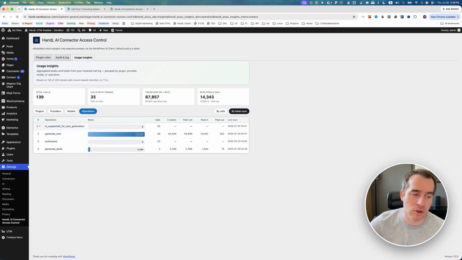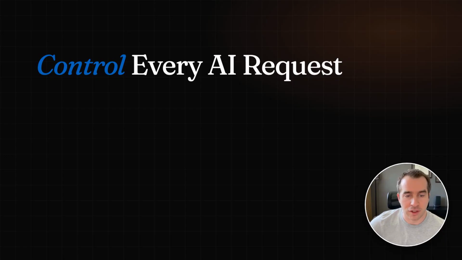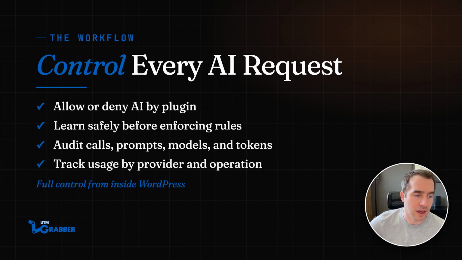There could be some plugins that you don't want to spend any tokens. You can right away deny, blanket that plugin, and that plugin will never ever cost you any dime anymore. So this is a way. I wish this was a core feature within WordPress, and I hope it will be one day, but until then, just download this plugin and use it on your website, and you have full control of the AI usage within your website.